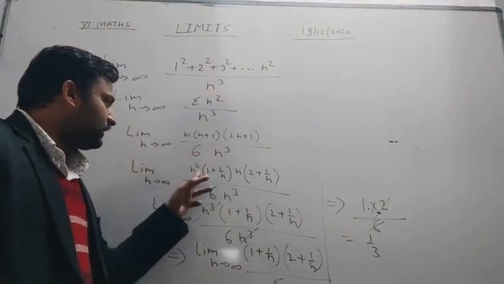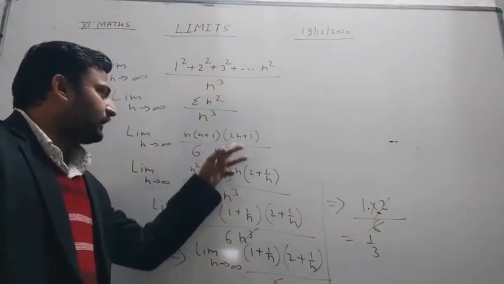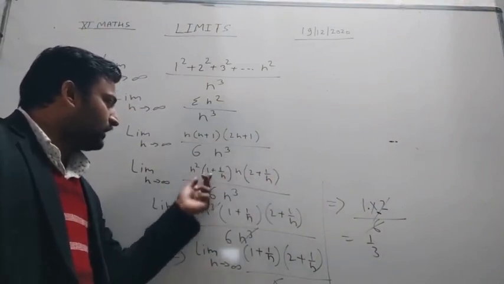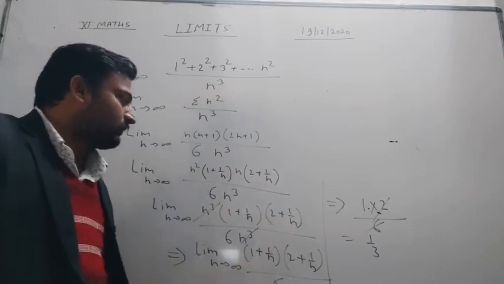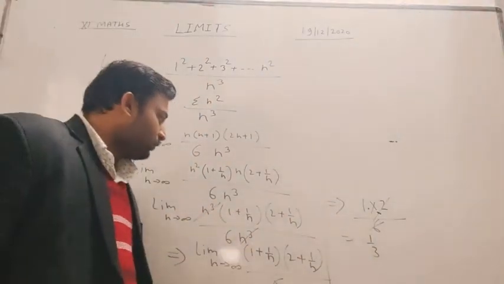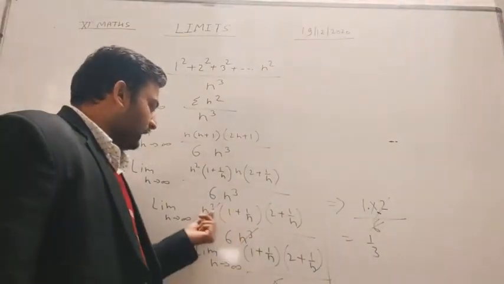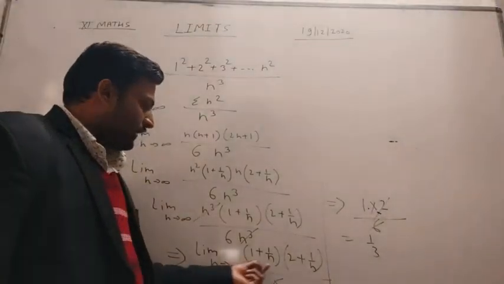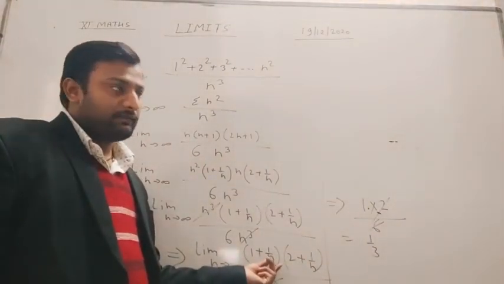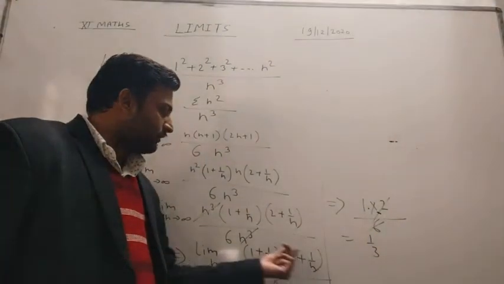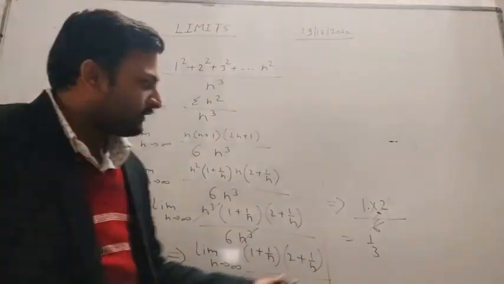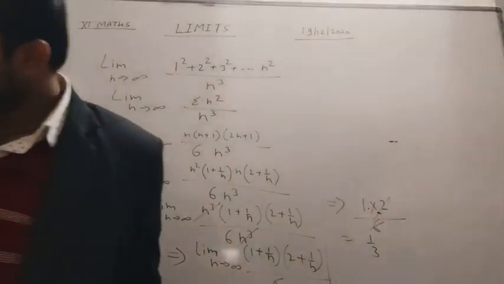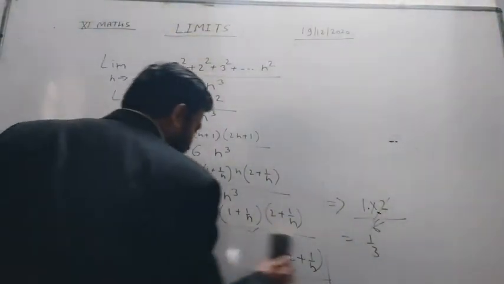Taking n common from here, this is n square times 1 plus 1 by n. Again taking n common, it is 2 plus 1 by n. So n cube here, and 1 plus 1 by n, 2 plus 1 by n, divided by 6 n cube. We see that n cube and n cube cancel, and the remaining term is there. Now we put the value of n, which is infinity. This term is 0, this term is 0, and we get 1 into 2 by 6, which is 1 by 3. I hope you understand, students. Okay, now we see the next question.